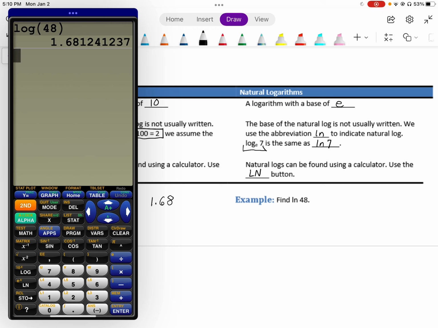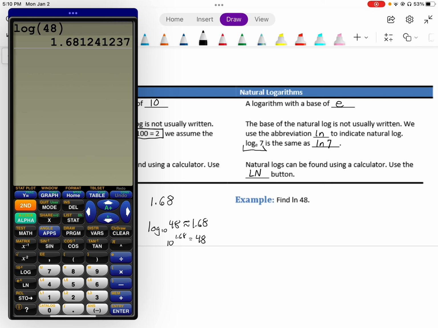So that's our answer. Now realize that means log base 10 of 48 is approximately equal to 1.68. I'm doing a little extra here. This just means 10 to the 1.68 is equal to 48. So just getting a deeper understanding of what that means.